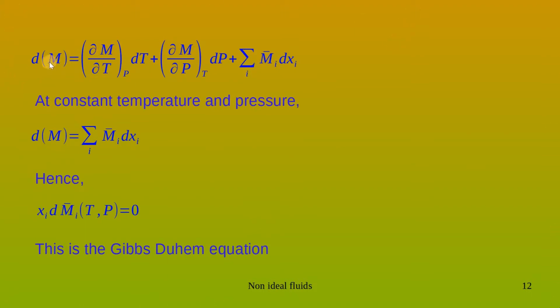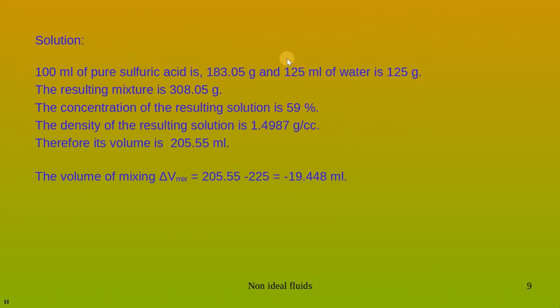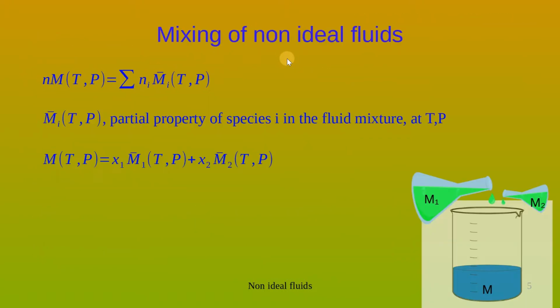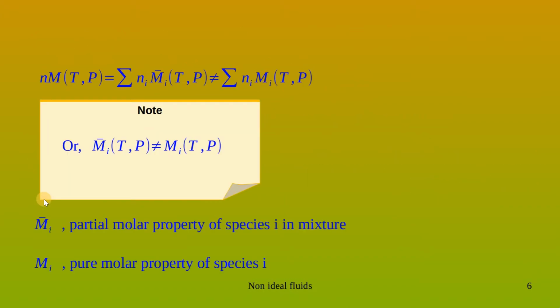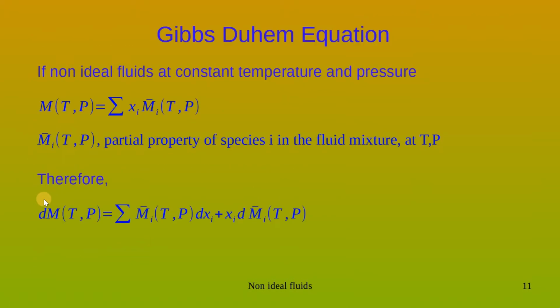Now we know that dM is equal to ∂M/∂T dT plus ∂M/∂P dP plus the summation of Mi bar dxi. Now this equation actually comes from here. We take this equation and just divide it by n, that is the total number of moles, and we get this resulting equation.